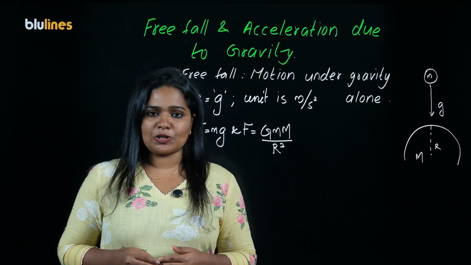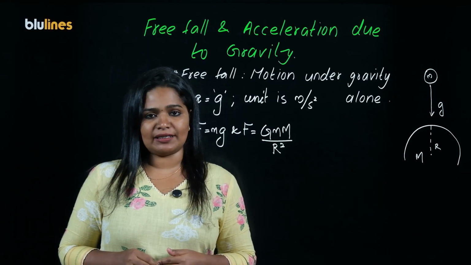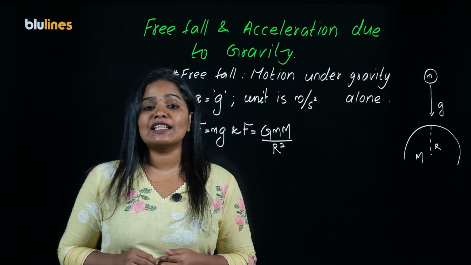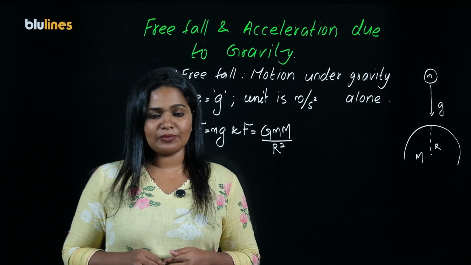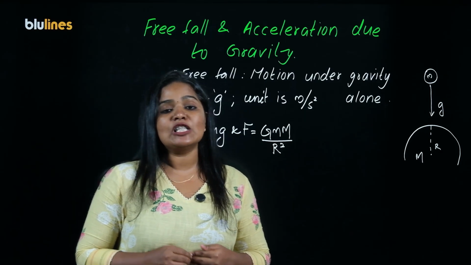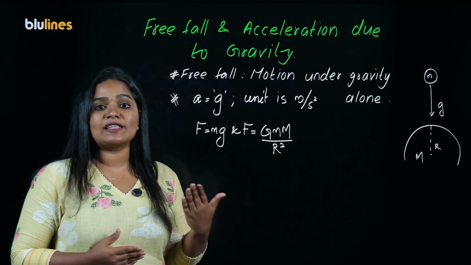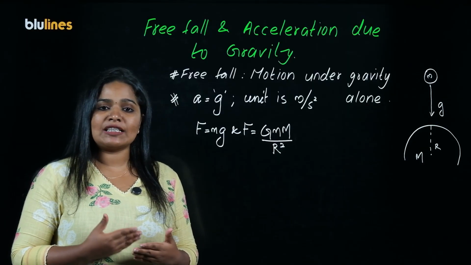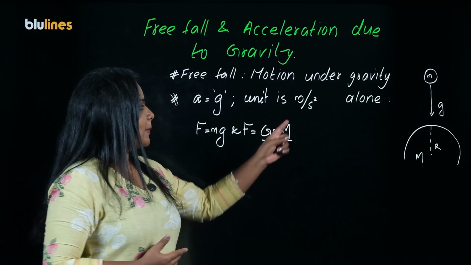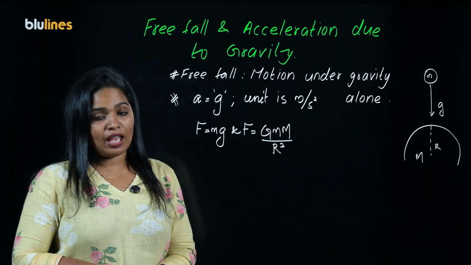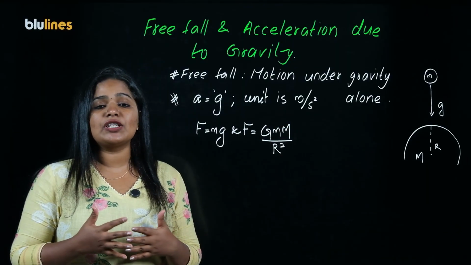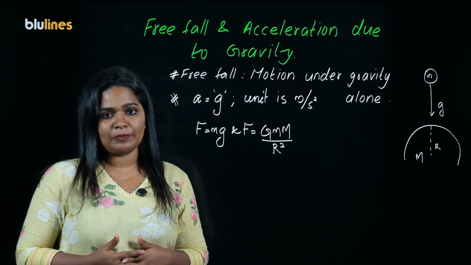During such type of motion, all the bodies are accelerated. This acceleration is called acceleration due to gravity, and it is denoted by the small letter g. What is the unit of acceleration? It is meter per second square. So, the unit of acceleration due to gravity is also meter per second square. And now we need to find an equation for small letter g.